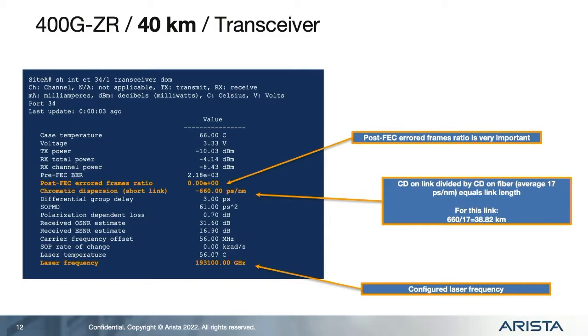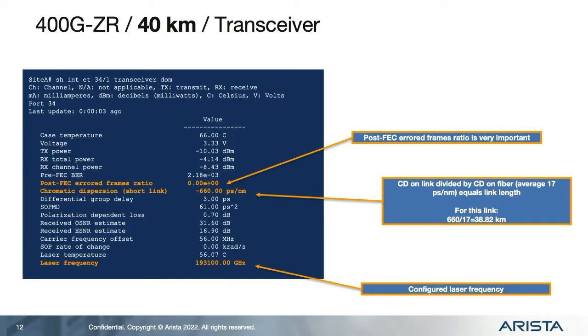I mentioned the importance of chromatic dispersion. So this is the total chromatic dispersion across the 40-kilometer link. And if we know the rough chromatic dispersion of our fiber, which is 17 picoseconds per nanometer, and we did some GCSE A-level physics, we can actually divide that by 17 to get a rough approximation of the link length, which in this case is roughly 39 kilometers. And likewise, we can see the laser frequency we configured.